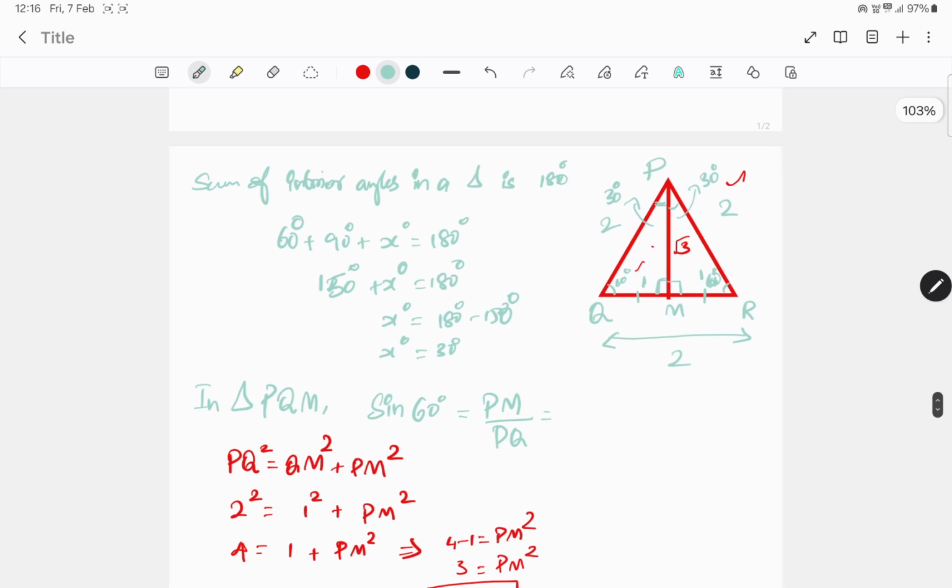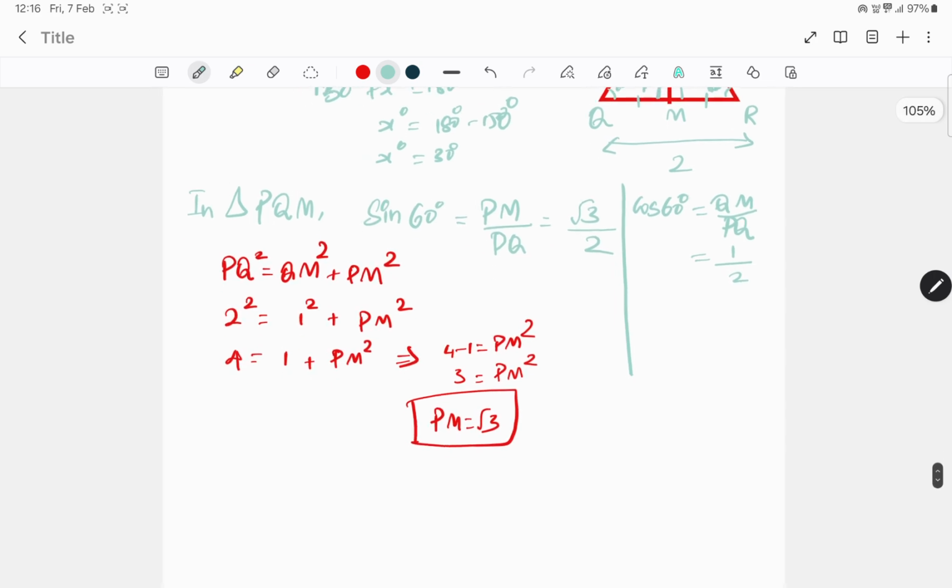Come to the previous step, sine 60 degree. Now we have found the PM value is root 3 and the PQ value is 2. Then sine 60 degree equal to root 3 by 2. Yeah, we have found the sine 60 degree value. Similarly, next we can find cos 60 degree. This is the adjacent side, QM by PQ. QM value is 1, PQ value is 2. Then cos 60 degree equal to 1 by 2.